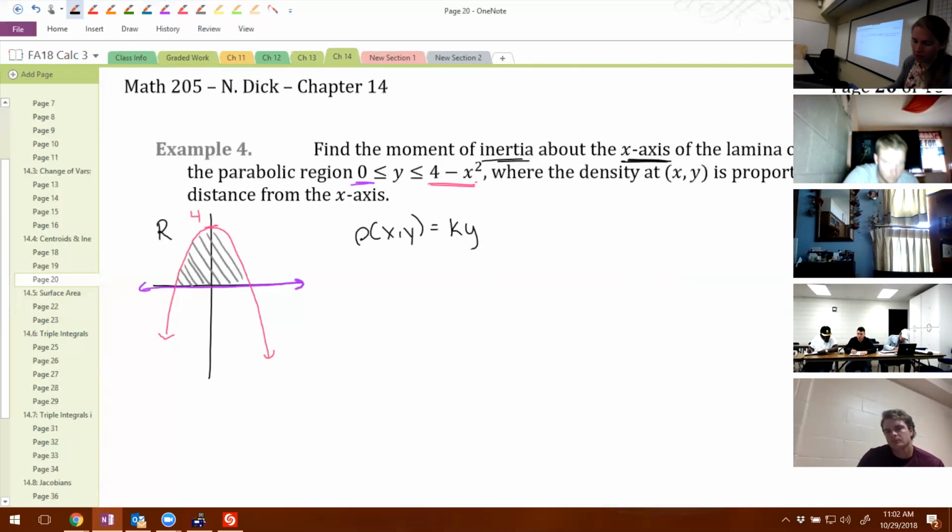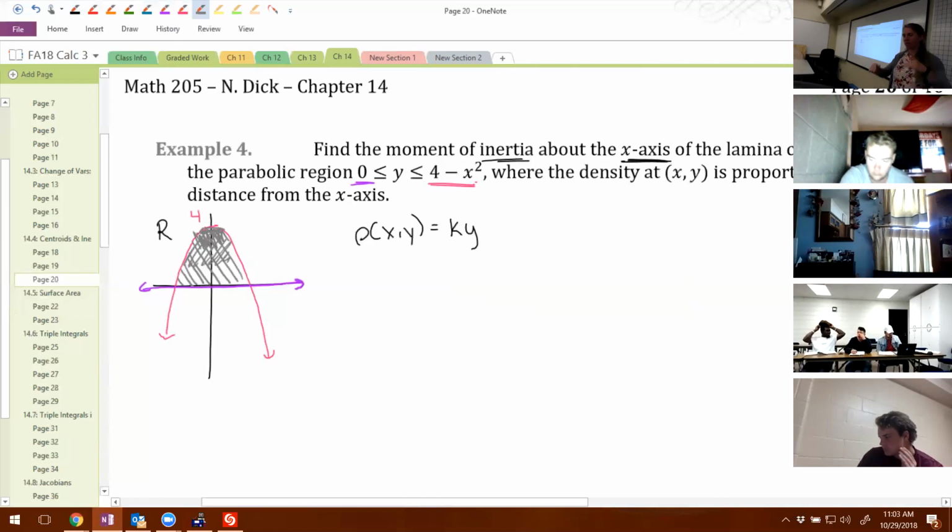If you want to make your picture a little better, like we said last time too, this is more dense towards the top. I don't know if that really helps any, but more dense towards the top of this. As we get further away, it gets more dense.